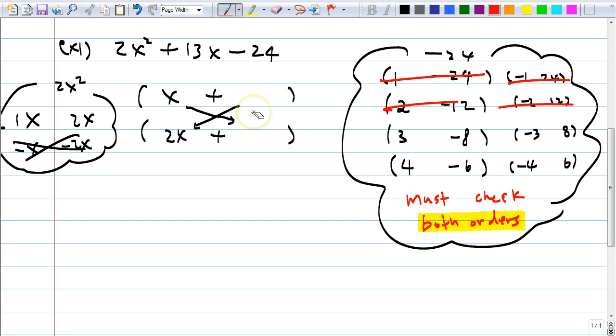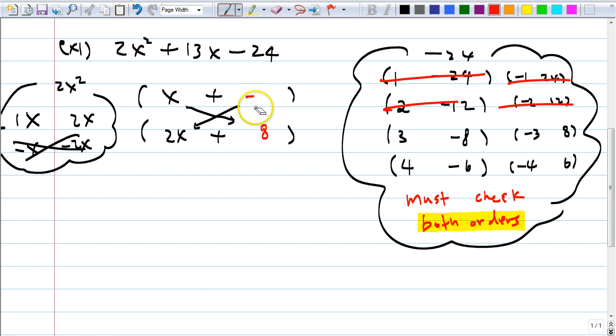Otherwise, why am I not just randomly choosing these? Because sometimes you forget. Okay, so should I try 3 and 8? Does this work? No, right? We get 6x and 8x. Wait. Is that close enough? No. Does that work? No. Okay, what about negative 3 and positive 8? Does that work? Does it? No. There's no way. Okay, so that doesn't work.